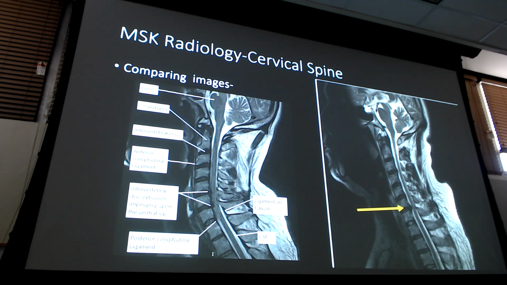If I were to count, can I count them? Yeah, this is the only spine. So I can go C1, 2, 3, 4, 5, 6. C5, C6 herniated disc. This is the top vertebrae right here, from what I can see on this picture.